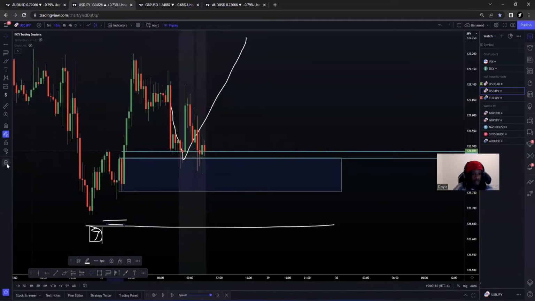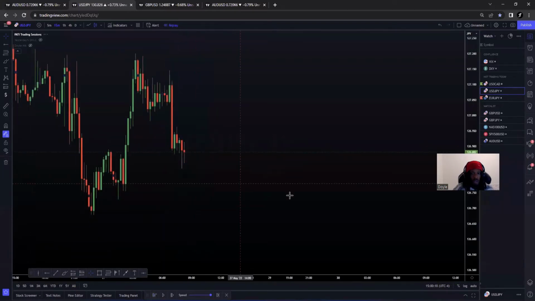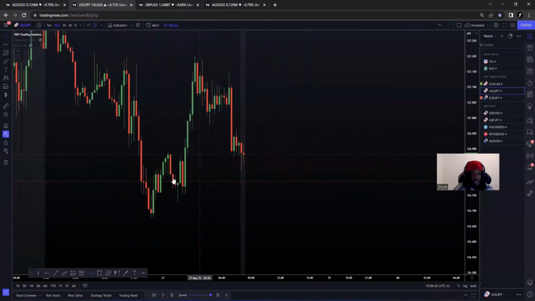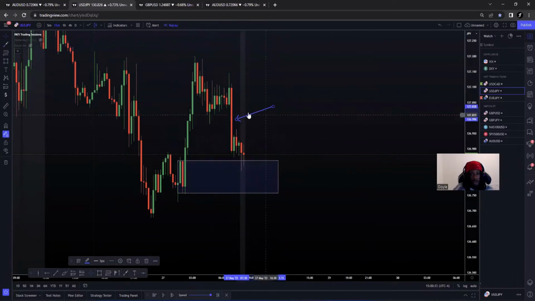Oh, my bad. Let me go back up because I'm going a little bit too fast. So this was a demand right here that had a gap. I'm gonna draw a box on it. And as it was coming down to that demand area, we also had this right here. Now remember, we always look into the right-hand side of price. So this is also supply as well.